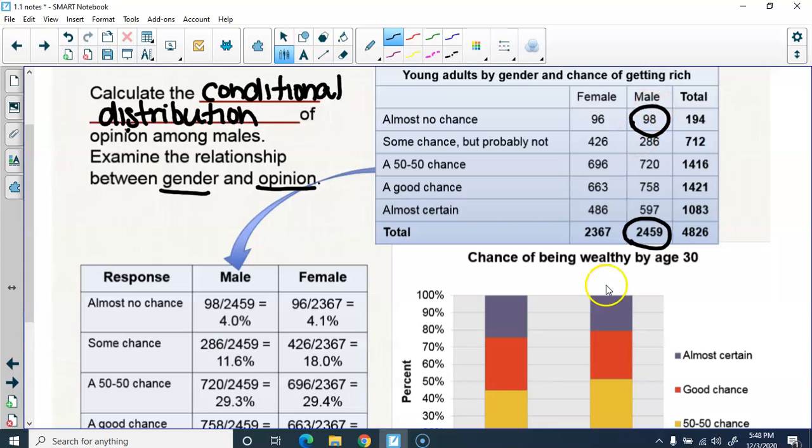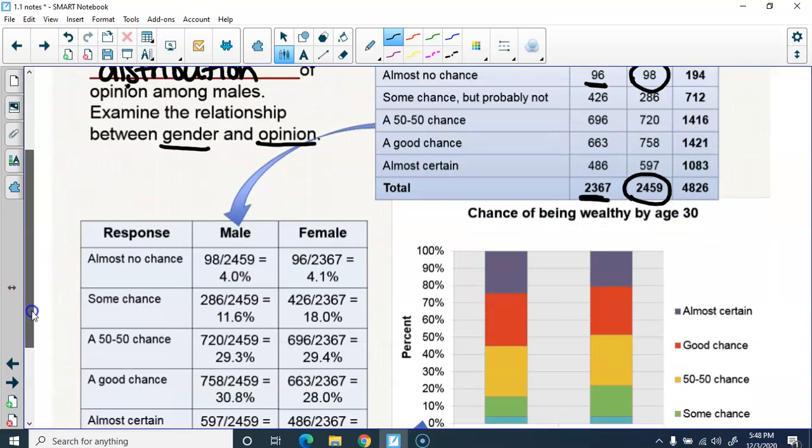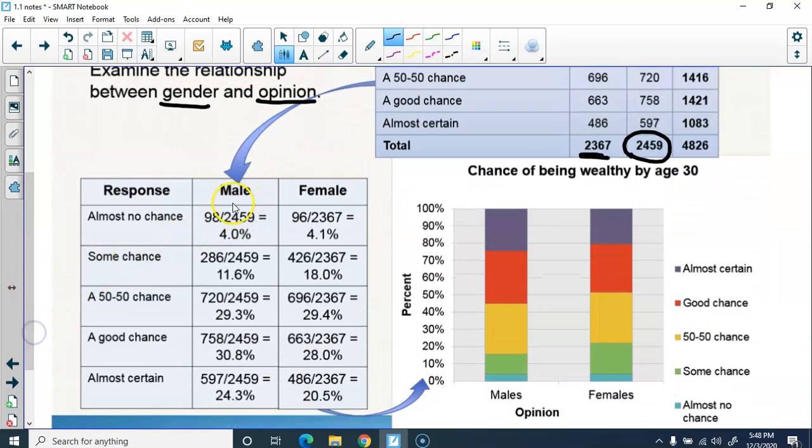So 98 divided by 2459 is going to be the answer for the male almost no chance. And then looking right next door here at the female almost no chance, I'm going to have the 96 divided by 2367. So notice conditional, we are dividing by whatever the condition is. In this case, our condition is gender. Once I calculate the conditional distribution, very carefully notice the total each time is the gender total for each category.